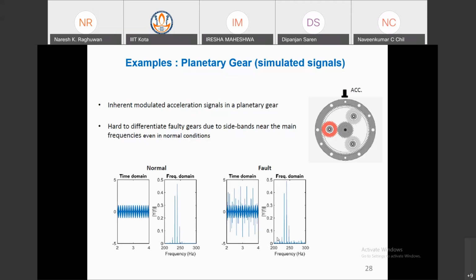Simulated signal means generally you are considering a stationary signal. If it is a non-stationary signal, then it is very confusing. By seeing these figures, you cannot predict what the fault is. Healthy and faulty look the same. So non-stationary signals you also have to analyze. So some signal processing, like Taylor transform and other time-frequency analysis, these techniques we have to apply.